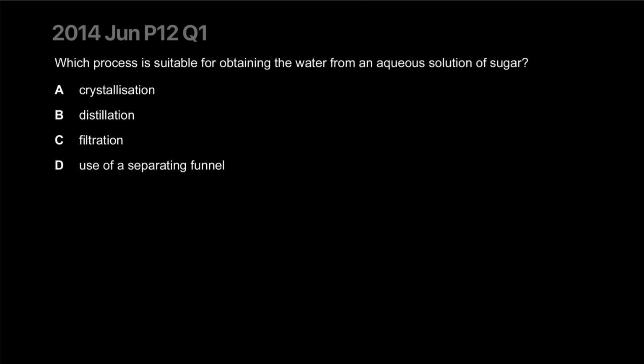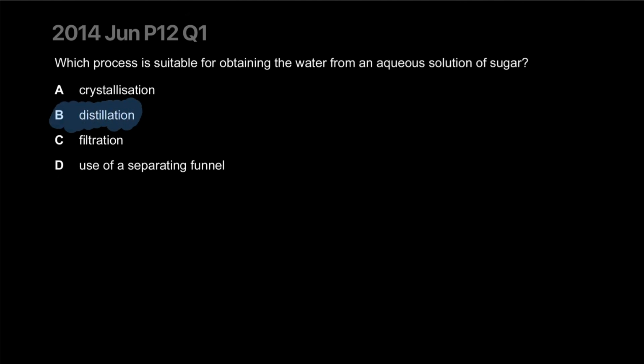Which process is suitable for obtaining water from an aqueous solution of sugar? Now note, they want to extract the water from the sugar. I think distillation is the way to go, right? Because distillation is evaporation where you collect whatever's being evaporated. So that is it. Why can't you use crystallization?